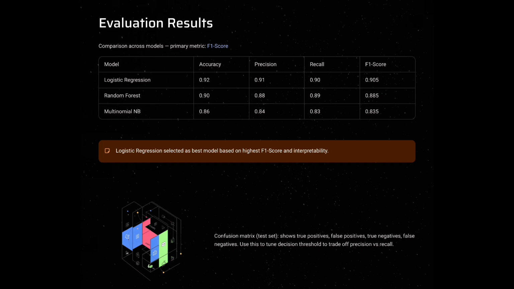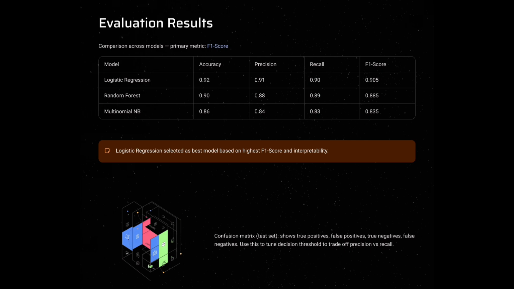Looking at this bar chart, you can see how the 3 models compare on F1 score, our primary evaluation metric. F1 score here is the right metric because it balances precision and recall. Precision tells us of all the emails we flagged as phishing, how many actually were. Recall tells us of all the actual phishing emails, how many did we catch? F1 is the harmonic mean of both. A high F1 means the model is both accurate and comprehensive.